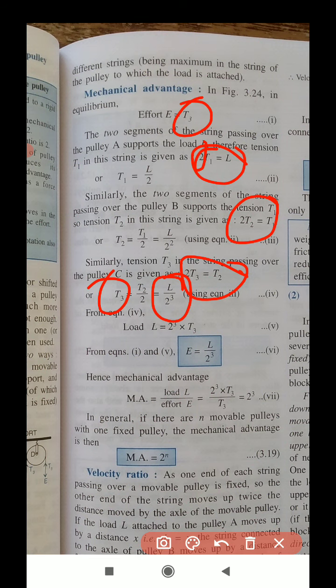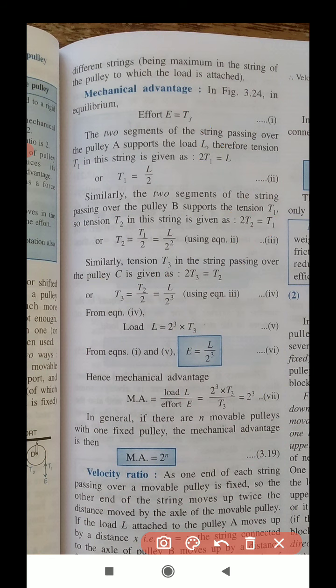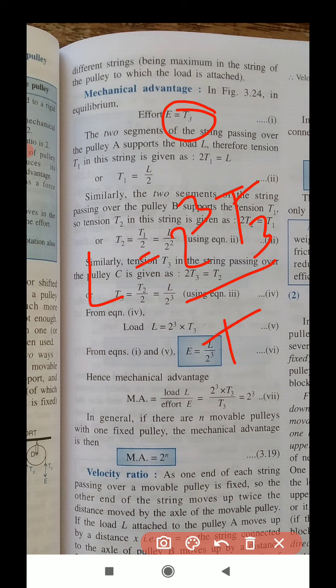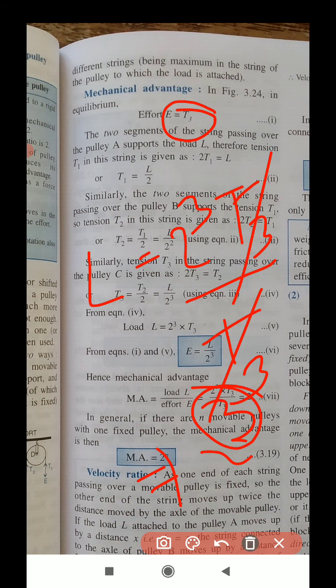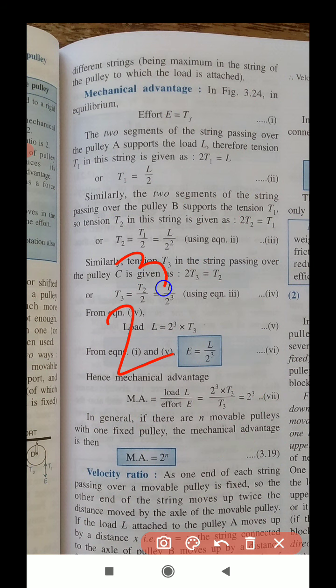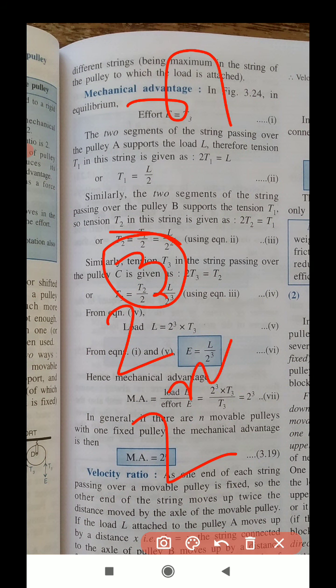Okay, and load you convert to 2 cube T3, so you can also write the load. Effort is equal to T3, load is equal to 2 cube T3. If you divide load by effort, T3, then the value will come 2 cube. 2 cube means 3 movable pulleys are there. That's why that value has come here. If there are n number of movable pulleys, it will come 2 to the power n.